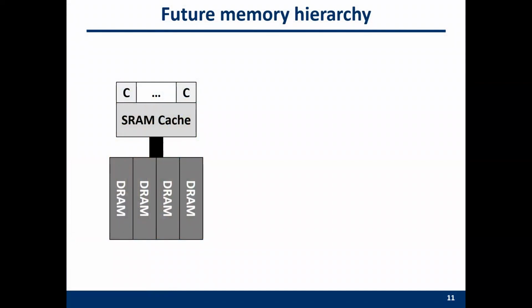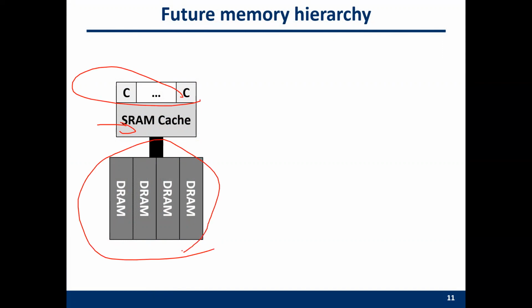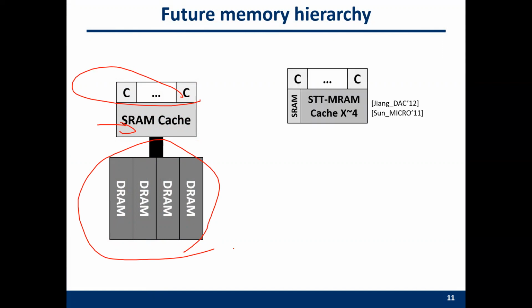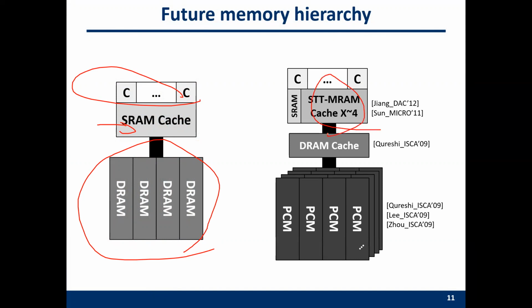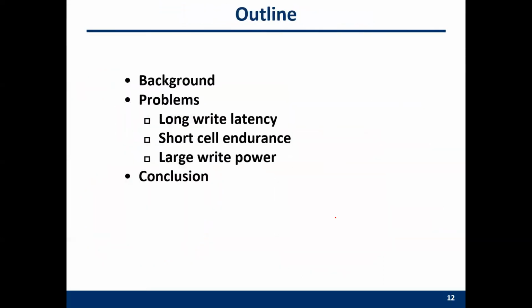So traditionally, we have a multi-core here, a small SRAM cache, and a moderate capacity, maybe 32 gigabyte DRAM for one single PC, for one single server. In the future, we may have some STT-MRAM integrated on chip, and a normal small capacity DRAM to serve as a cache. And then we have a huge capacity of PCM, maybe several terabytes, as the main memory.